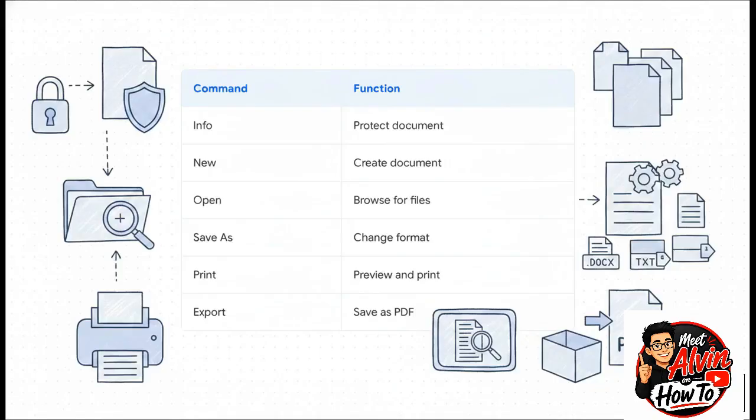For instance, in the Info section, you can actually throw a password onto a sensitive document to protect it. The Save As command lets you save a completely new copy of your file or even change its format altogether. Export is exactly where you'd go if you ever want to turn your Word document into a fixed PDF file. And of course, the Backstage View is exactly where you'll find the Print command, so you can send your finished masterpiece over to your printer, complete with all those handy preview options.